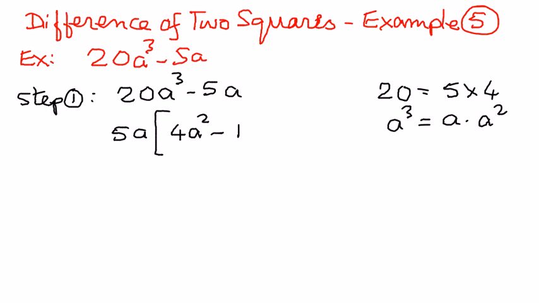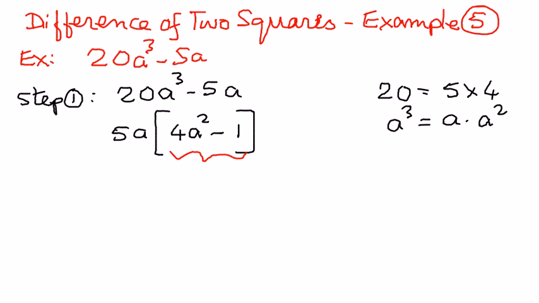minus 1, like that. So let me check this. 5a times 4a squared. 5 times 4 is 20, a times a squared is a cubed, so we are on the right track. 5a times negative 1 is negative 5a, we are on the right track there. So therefore, we pulled out 5a as common between these two terms. Now it is beginning to look like a perfect square.